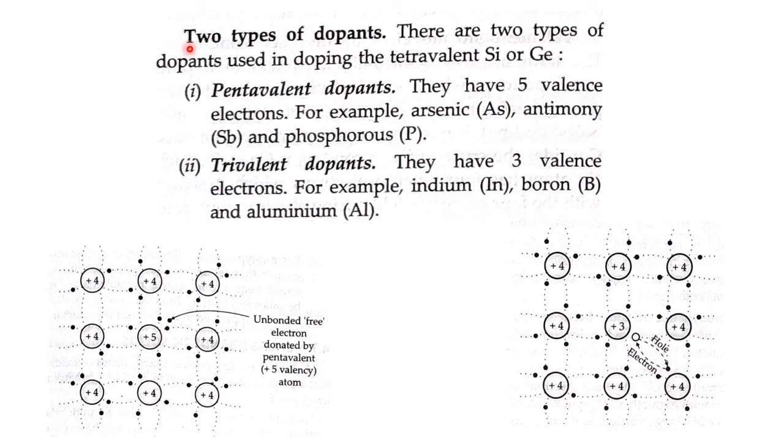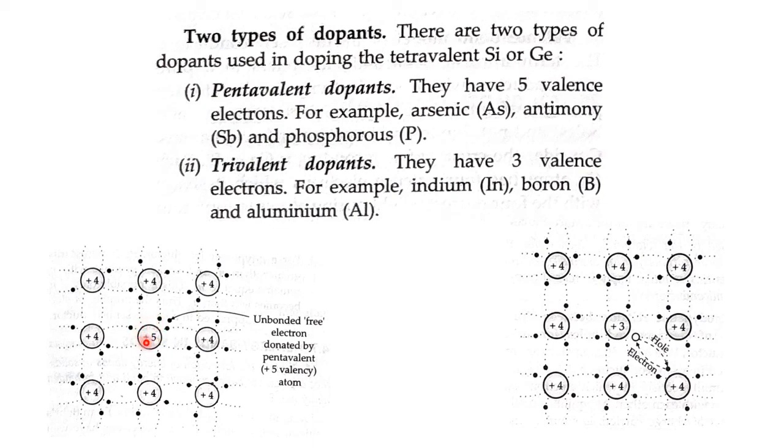Now, usually there are two types of dopant. Intrinsic semiconductors like silicon and germanium are doped with two types of dopant. The first category is your pentavalent dopant. These pentavalent dopants have valency 5 and belong to group 5 elements. The examples are arsenic, antimony, phosphorus. Take an example in this case. This is your pentavalent dopant.